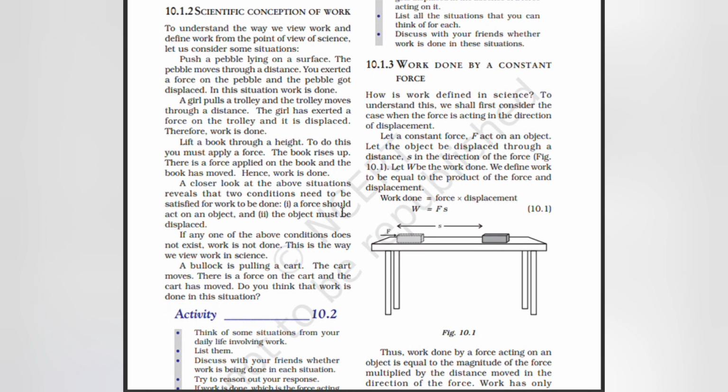A closer look at the above situations reveals that two conditions need to be satisfied for work to be done. Force should act on an object and the object must be displaced. If any one of the above conditions does not exist, work is not done. This is the way we view work in science.